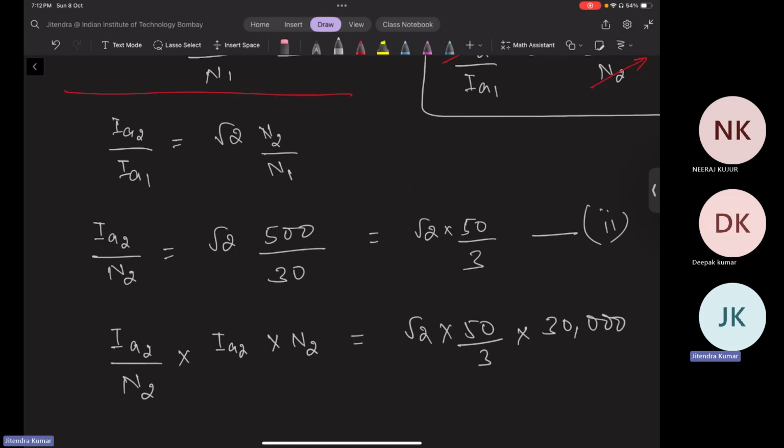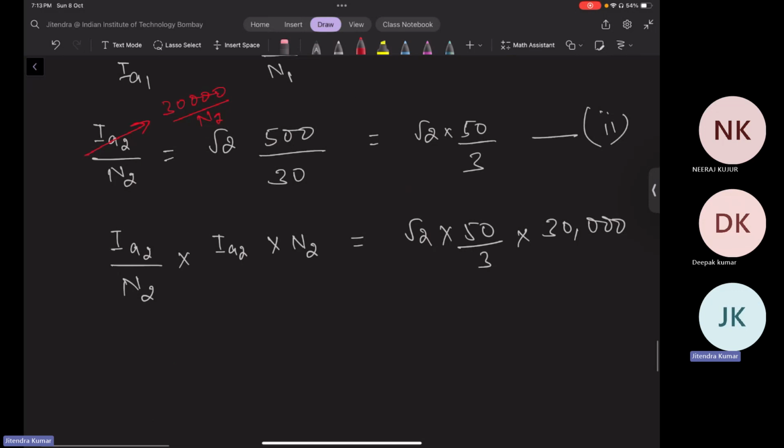Is it fine here now, or can I clarify it once more? Is it fine, sir? Wouldn't it be easy if we substitute IA2 as 30,000 by N2? IA2 is equal to 30,000 by N2, that is another way. Here also you can substitute directly 30,000 by N2. It will be much easier. Yeah, you are right.